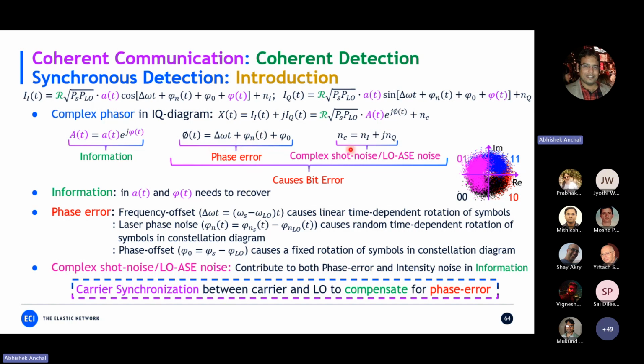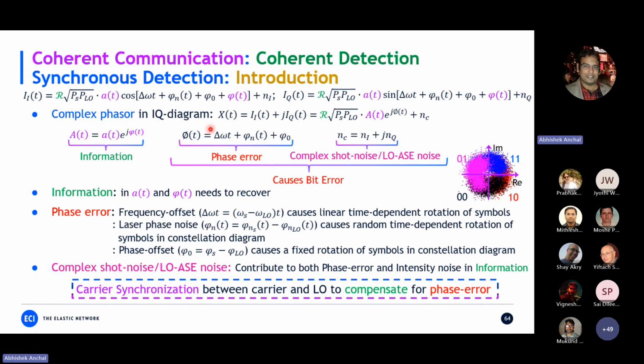Everything is coming here. And another term is N(t), which is the complex shot noise. It comes either from the photodetector or because of the beating between local oscillator noise and ASE noise. So these are the complex noise terms. They also contribute to the phase and intensity noise.